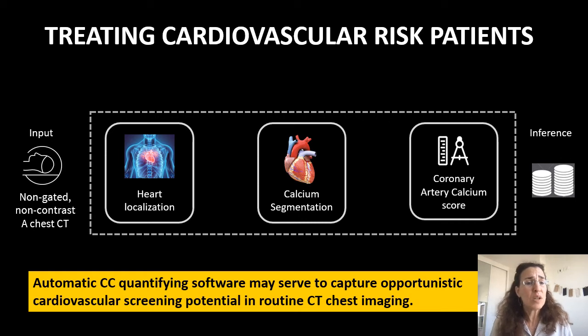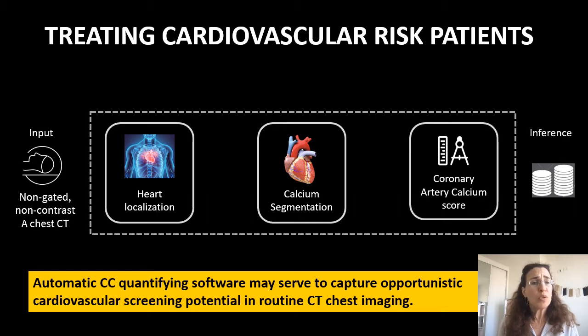As you can see here, the flowchart of the system includes several steps. First, the input is a non-gated, non-contrast chest CT. Then we perform heart localization and automatically segment the coronary calcium. After that, we compute the coronary artery calcium score similar to the Agatston system. And finally, we produce an output with an annotation of the finding, as you've seen in the previous slide.